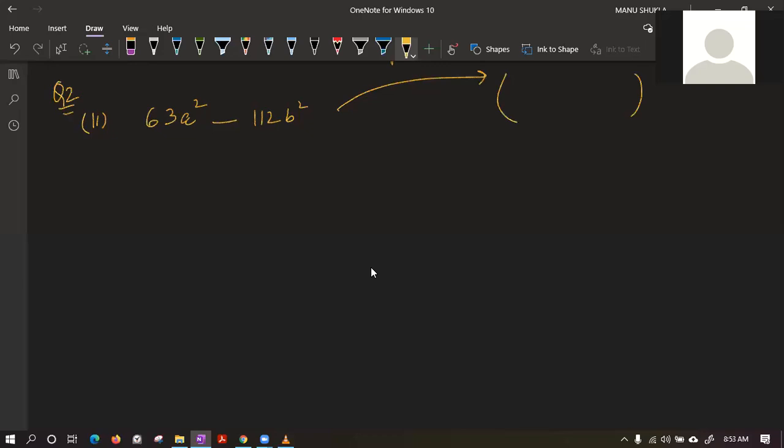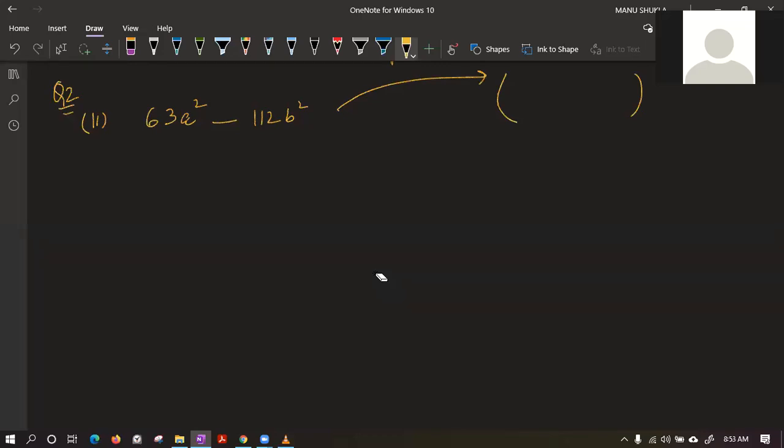But am I able to write this thing as square of something? Is 63 a perfect square? Is 112 a perfect square? No, they are not. So we will always think first of taking common. Our first step should always be taking common, because by taking common, we can simplify the question. We can make it easy.